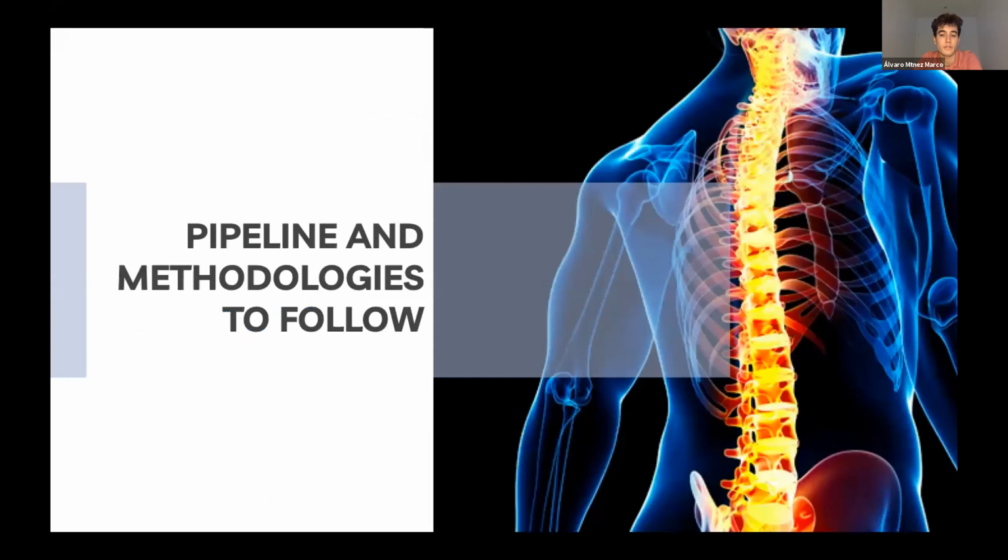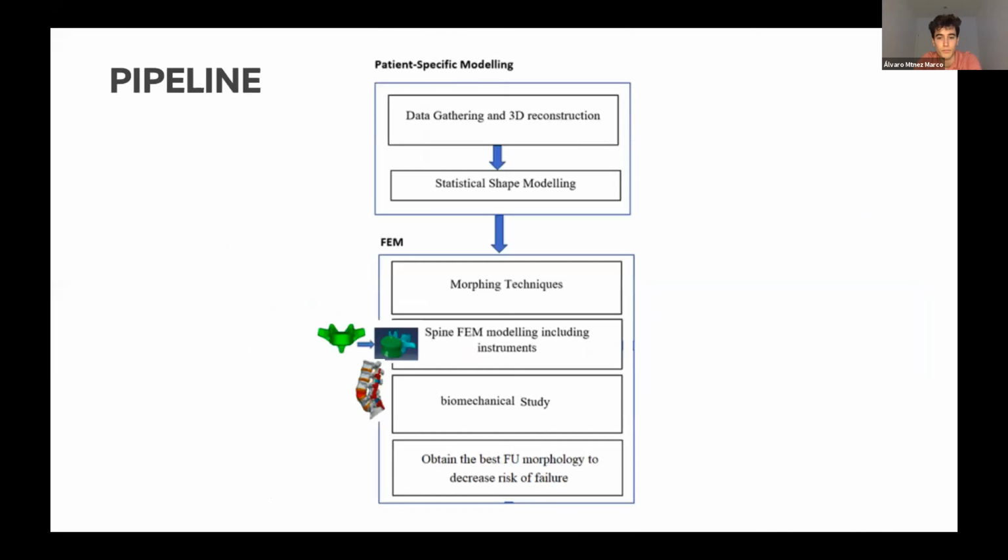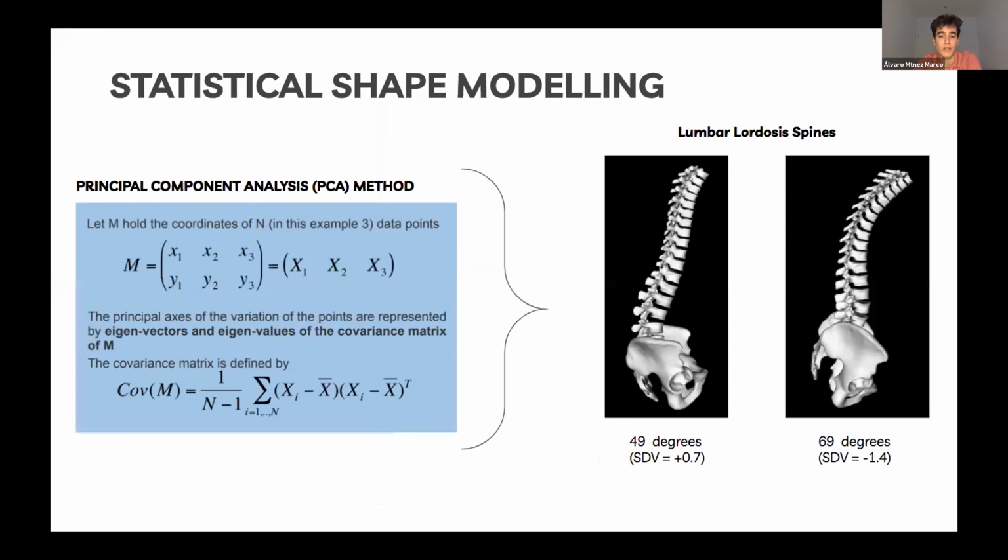So now we will go deep into the followed methodology. First of all, here we see the general pipeline with the current techniques used to fulfill our objective. We have been working this last week on 3 of these steps, so we will go further into detail in the next slides. First, we were given the data as well as the 3D model reconstruction, and the next step was to apply statistical shape modeling, specifically a PCA method, to find the different spine morphologies. This way, we generated the 2 models we can see at the right of our screens.